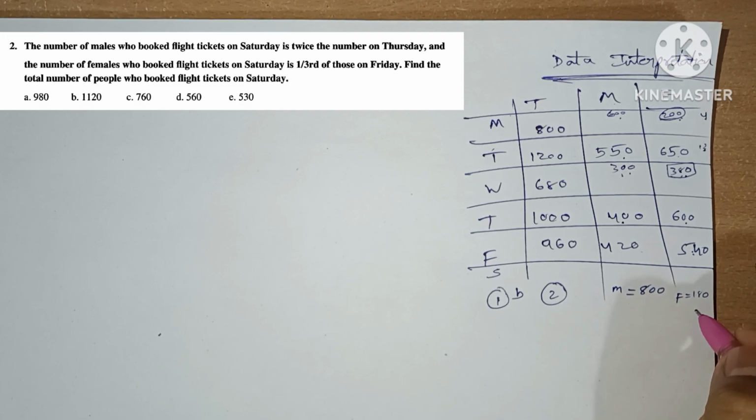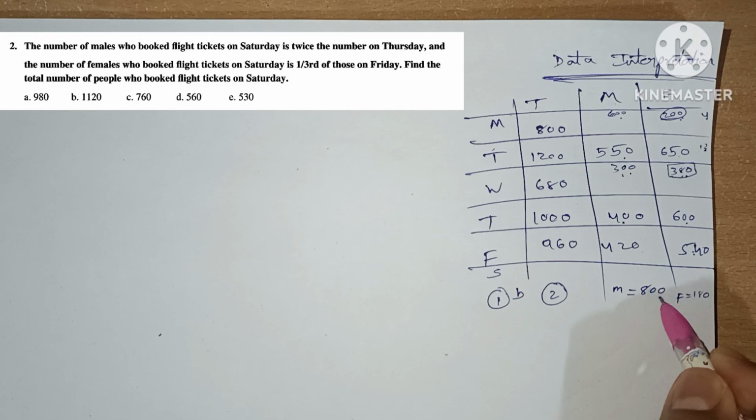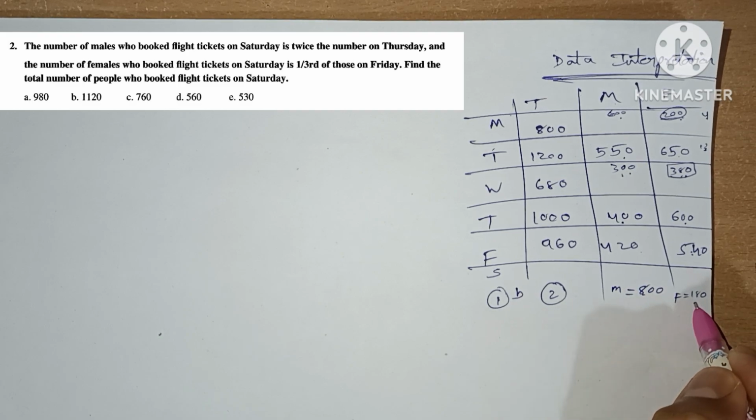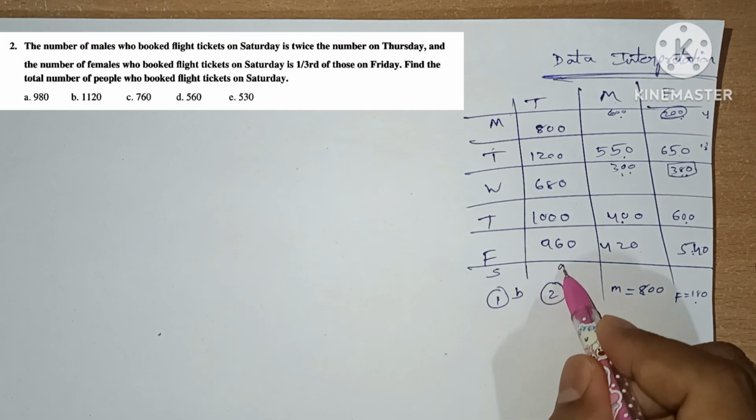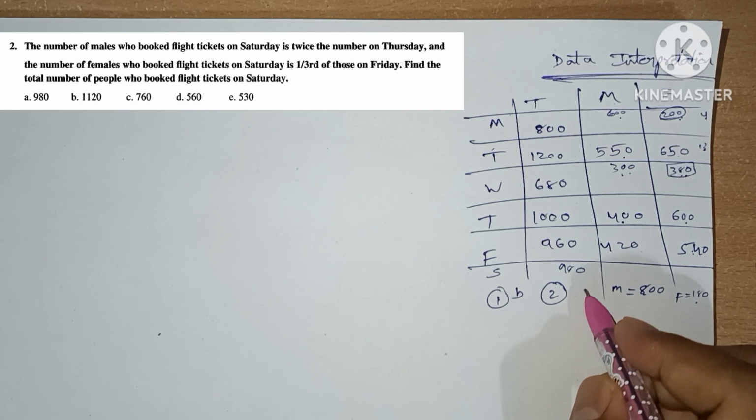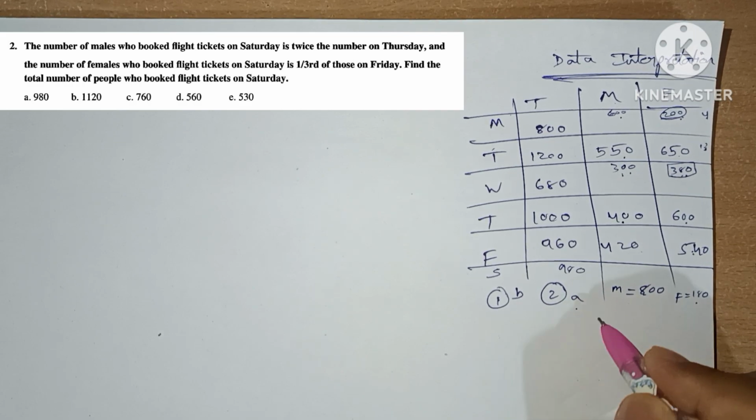Now the question asked is find the total number of people who booked flight tickets on Saturday. Whole total is asked, so 800 plus 180, which will be 980 is the answer. So the answer will be option A. Second question answer is option A.